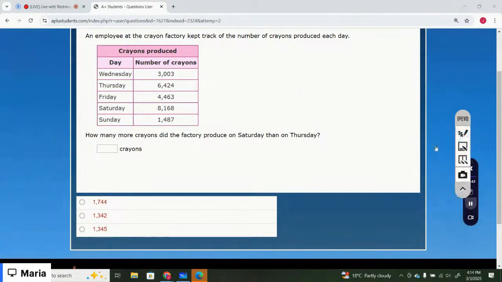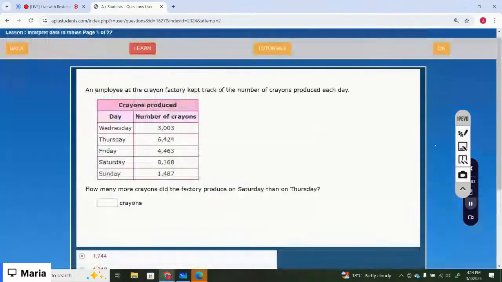That is 1,744. Option number 1 is the correct option. That is 1,744.